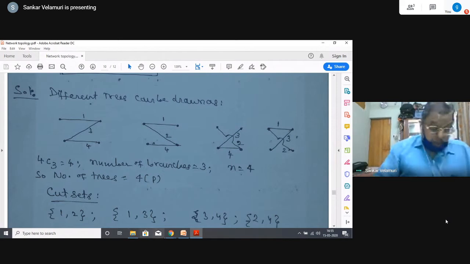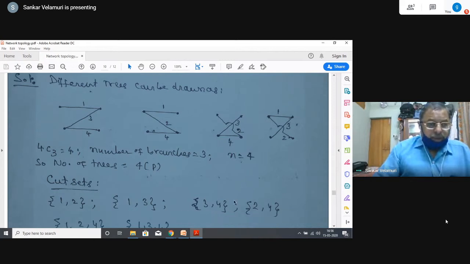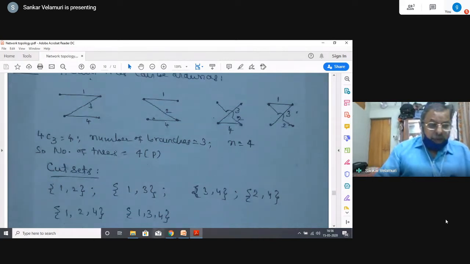Okay. Now I have written 4 combinations, because taking 3 elements at a time, there are 4 combinations: {1, 2, 3}, {1, 2, 4}, {1, 3, 4}, and {2, 3, 4}. Out of which a few combinations are only the cut sets. So that is the explanation for this.